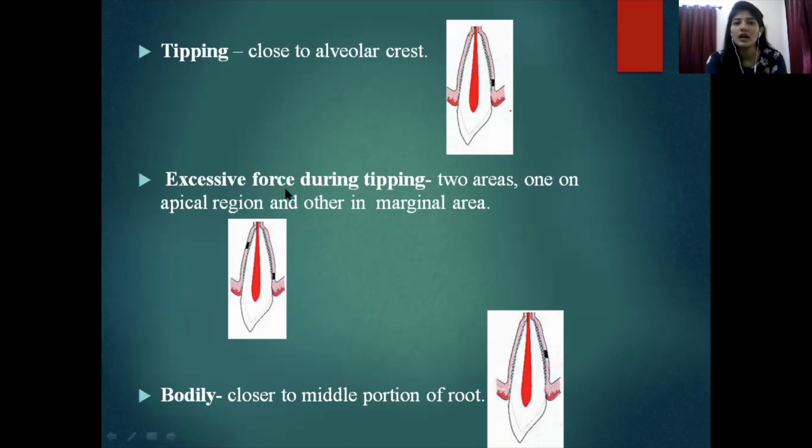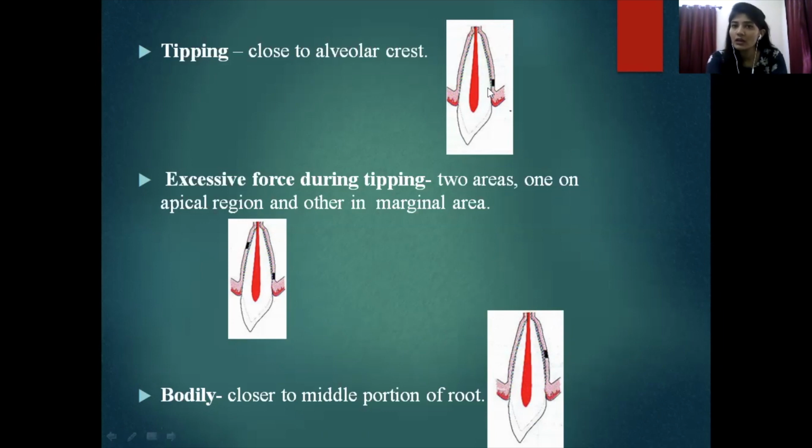If the forces are going to get excess during the tipping, so you can see here at the crest there is a compression area and here there is again a pressure area. So there is uncontrolled movement. Your root is going to move facially, your crown is going to move lingually, which you don't want. And if you want a bodily movement, then your force has to act somewhere closer to the middle portion of your root so that the tooth is going to move bodily.